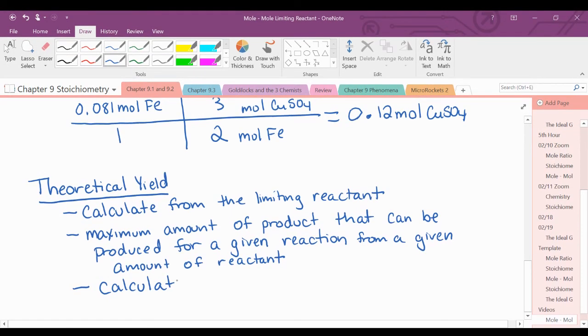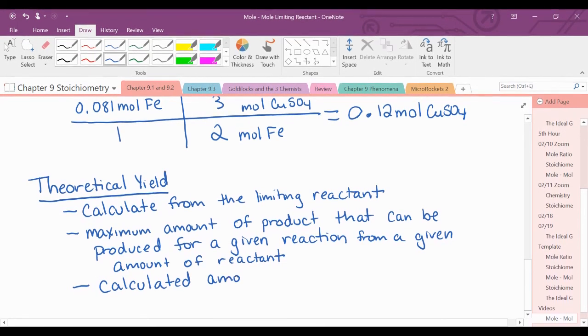This is not the same as what you actually produce. You can see in my beaker, I've actually produced copper, and we'll talk about actual yield tomorrow. So this is theoretically the amount of product you should form if the reaction goes to completion, if you don't have any contamination, if you don't lose any product. This is what you should theoretically produce.